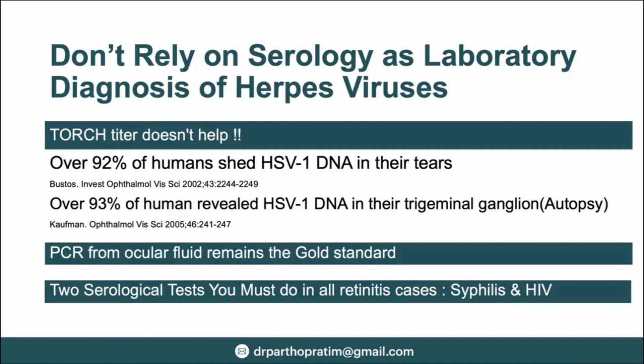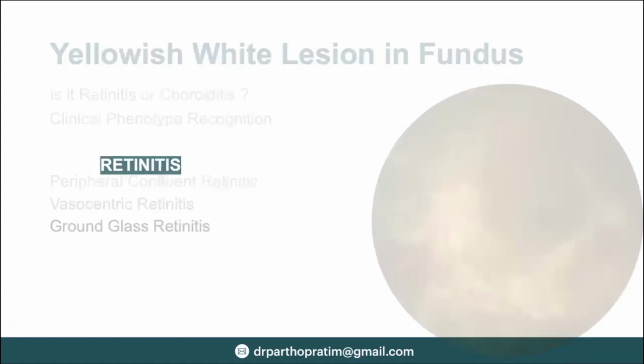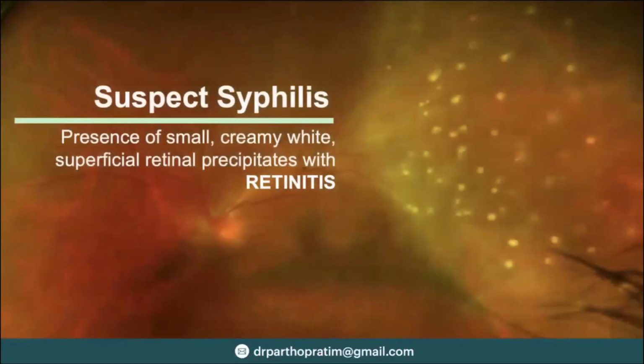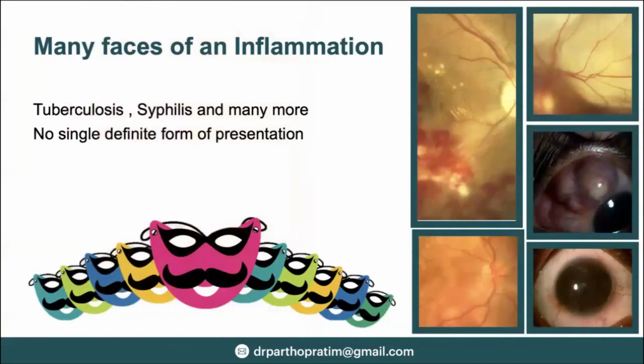And the two serological tests you must do in all cases of retinitis are for syphilis and HIV. Now, coming to syphilis, there is this entity called ground glass retinitis. What is that? Sometimes you see small creamy white superficial retinal precipitates with retinitis, and with this kind of picture, you have to suspect syphilis. The retinal involvement in syphilis has an opacified appearance, which is distinct from the typical white and necrotizing retinitis seen with herpetic lesions. So one must be able to distinguish herpetic lesions from syphilitic lesions from the clinical findings.